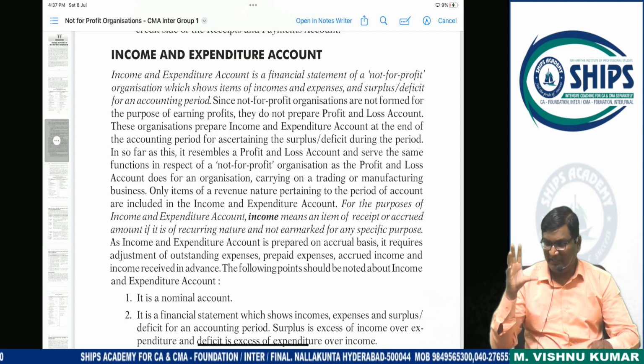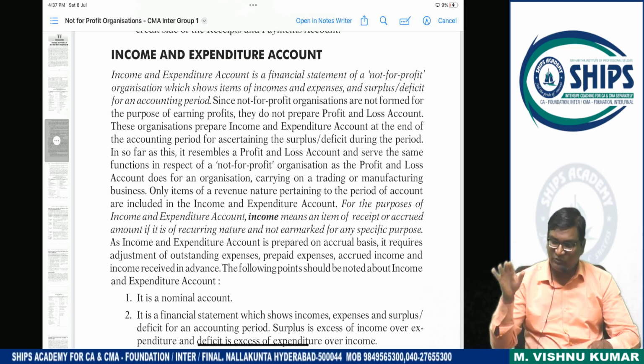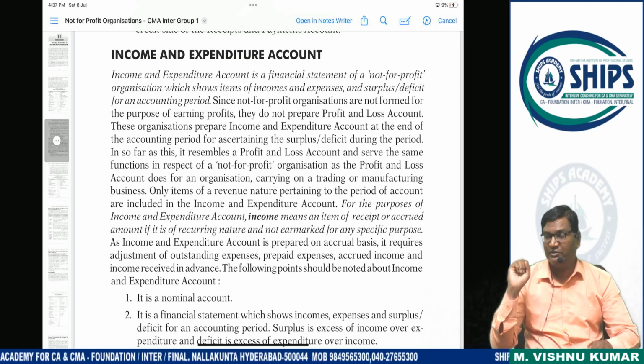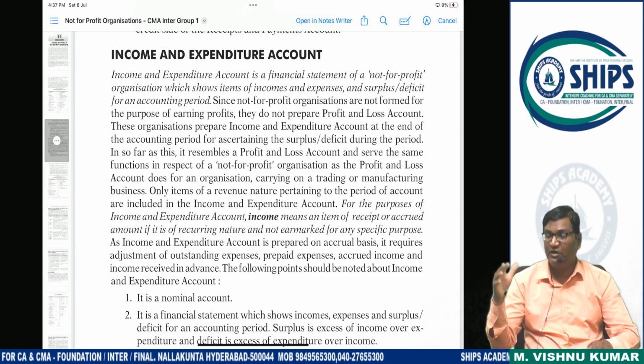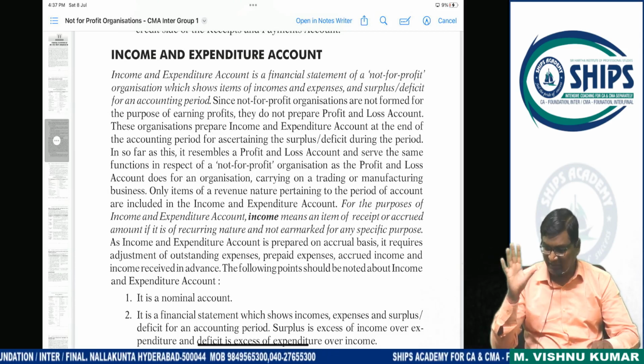Clear? In the current year, if any amount is due which is not paid, even if it is not paid, it will come in the current year. Similarly, in the current year, if any amount is not yet received, yet to be received, in that case also it will come on the income side.